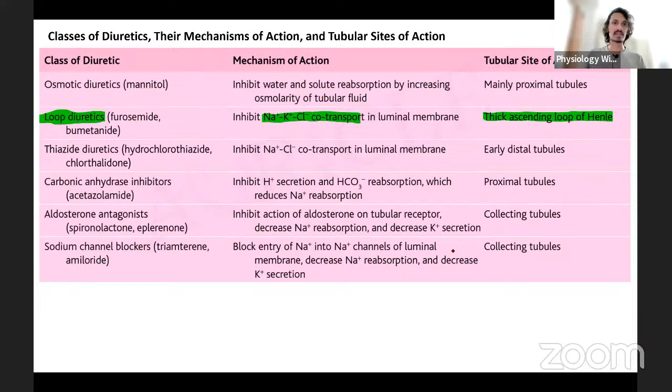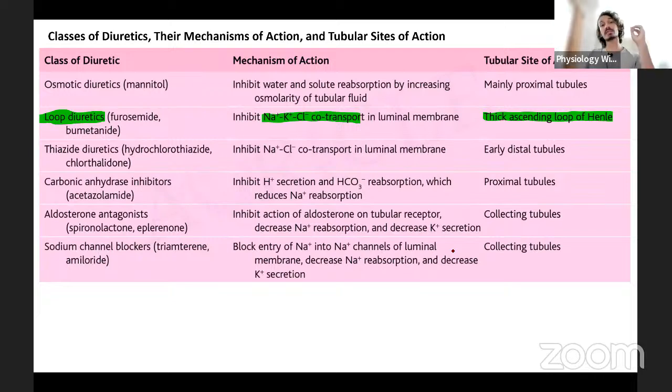Loop diuretics, example furosemide, bumetanide. When you learn the renal system, this will make a little more sense. Until then, just bear with me and learn this by heart. What does it do? It inhibits the sodium-potassium-chloride co-transporter in the thick ascending limb. So in the thick ascending limb, sodium-potassium-chloride co-transporters are affected.